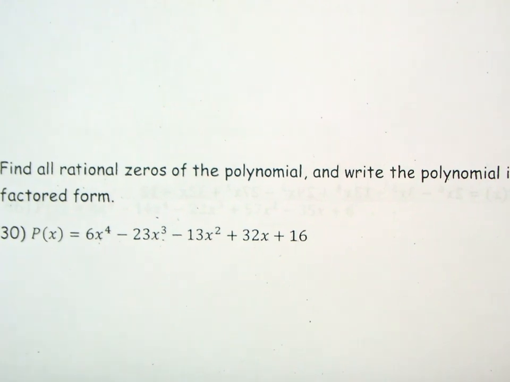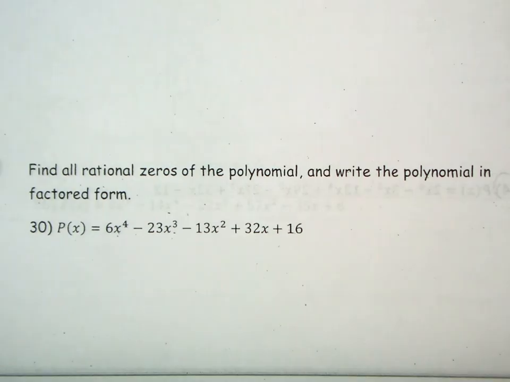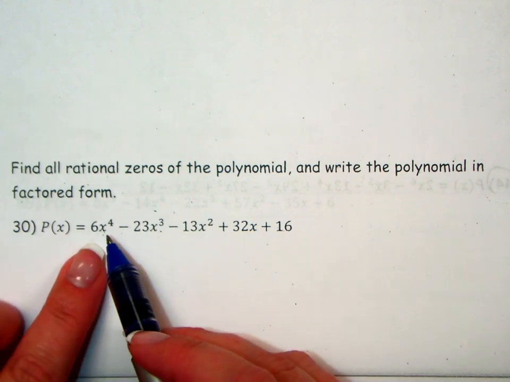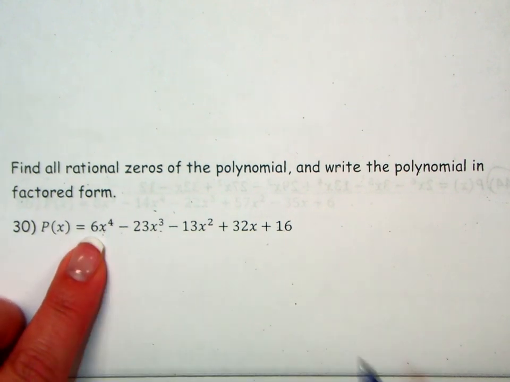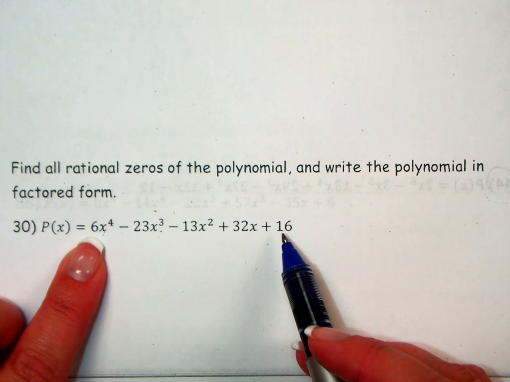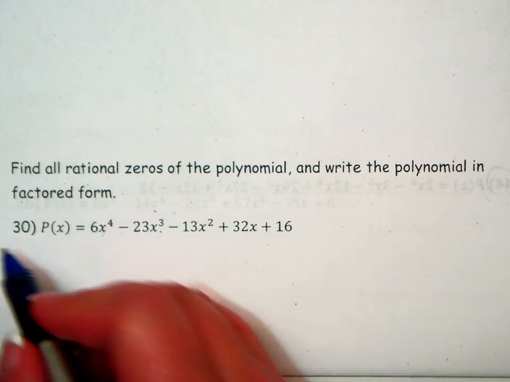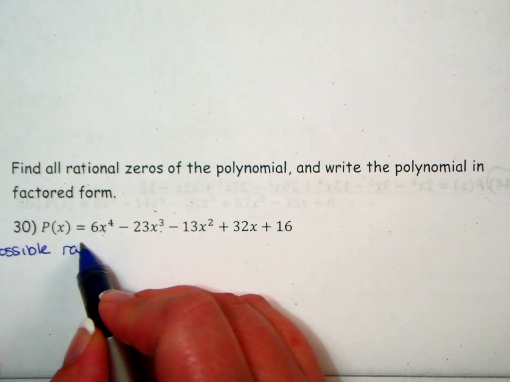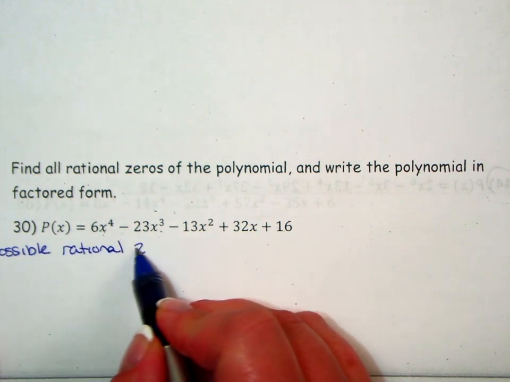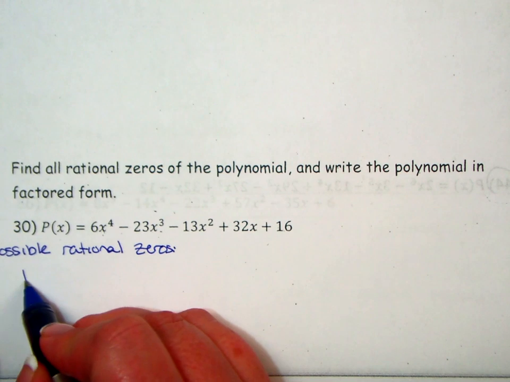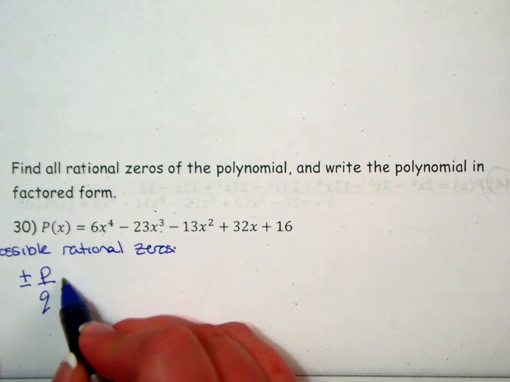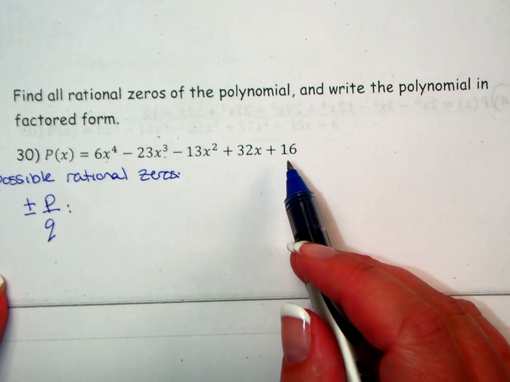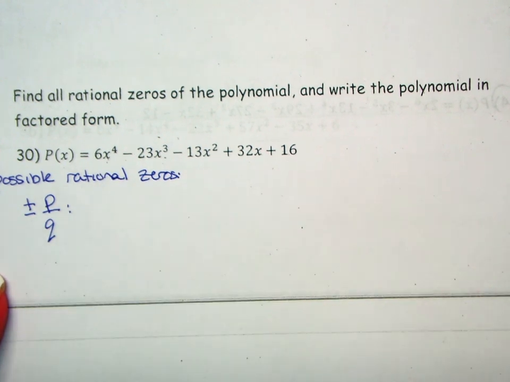All right, here we go. Find all the rational zeros of the polynomial and write the polynomial in factored form. Okay, so find all the rational zeros. All right, this has a leading coefficient of 6. This one is going to be really important to write that P over Q list. I am going to start there. Plus or minus P over Q. And this list is going to be quite extensive, right?